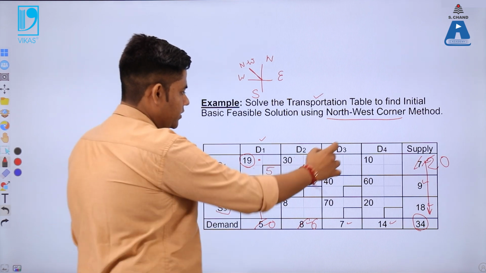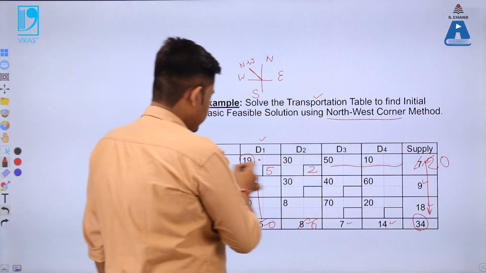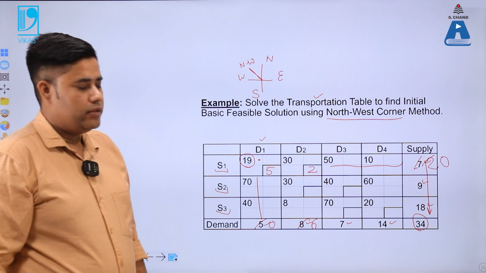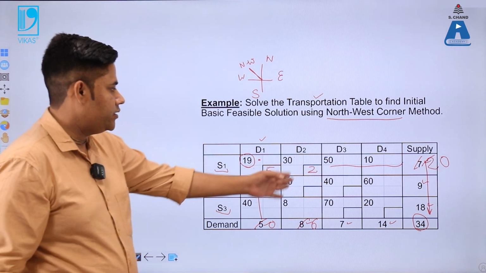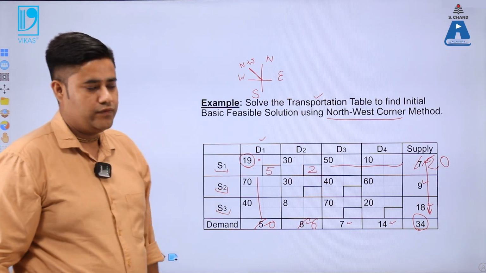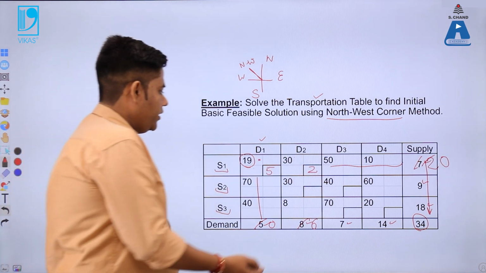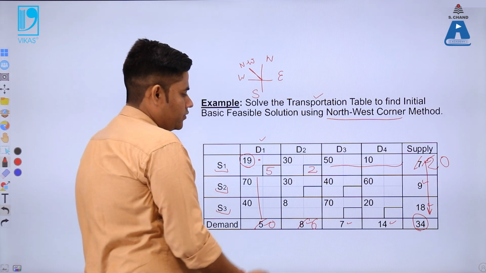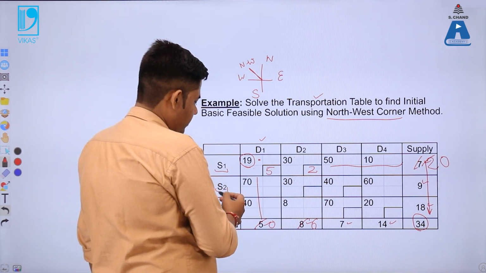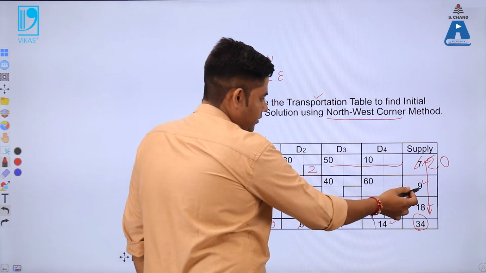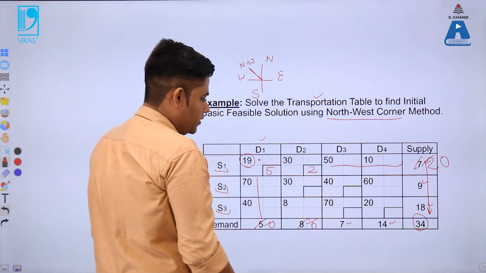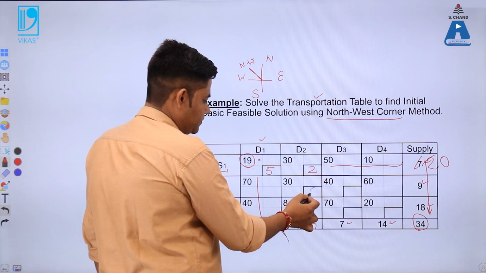The moment it becomes 0, that means the supply center 1 is removed from the game. That means supply center 1 cannot supply any more items to demand center 2 or demand center 3 or demand center 4. Now again we need to choose the northwest corner. So this is the northwest corner, and here supply center 2 comes into the picture, and that is having the value of 9. Here 6 items are required by the demand center 2.